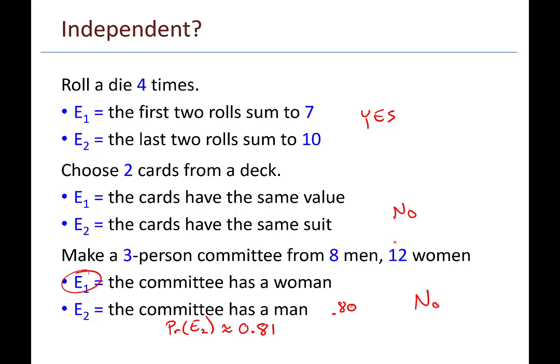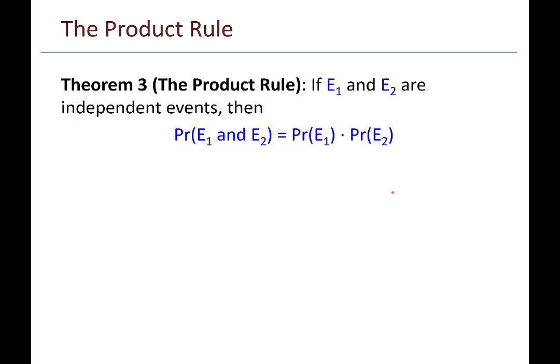With the definition of independent now under our belt, let's turn to the product rule. Theorem 3, the product rule. If event 1 and event 2 are independent events, then the probability of event 1 and event 2 is the probability of event 1 times the probability of event 2.